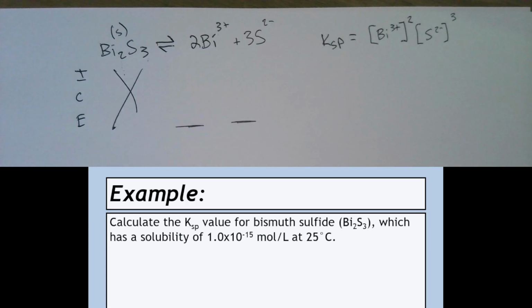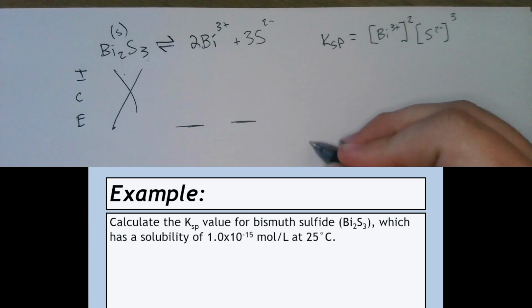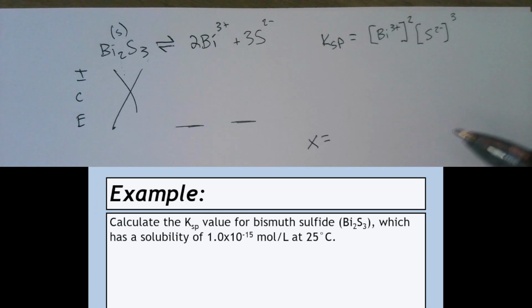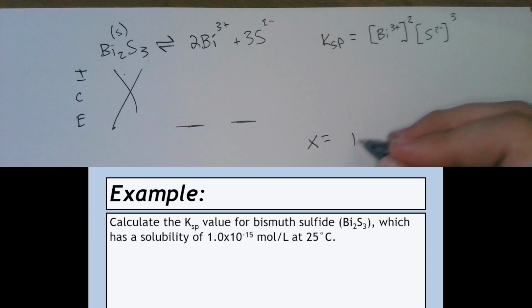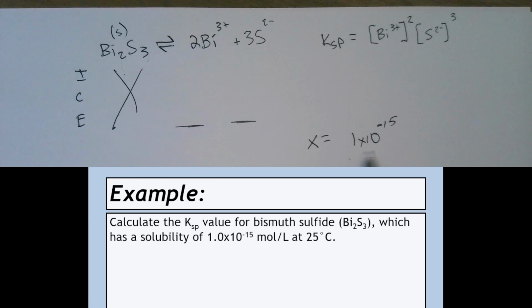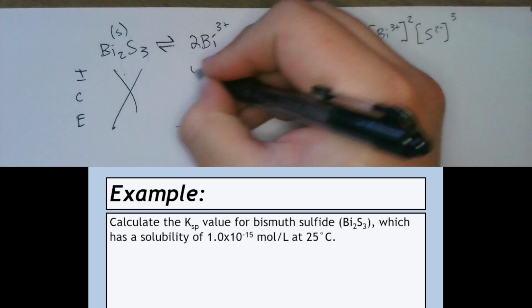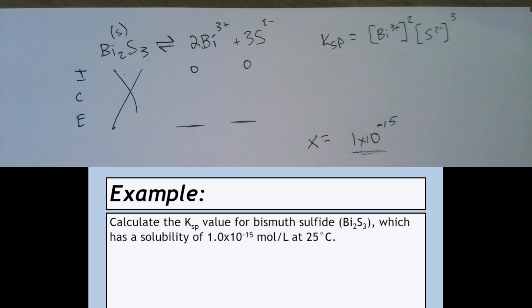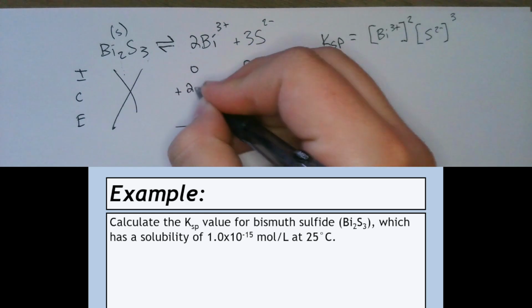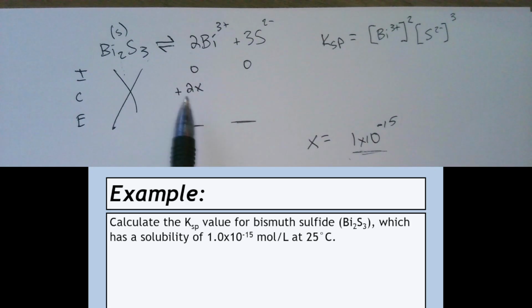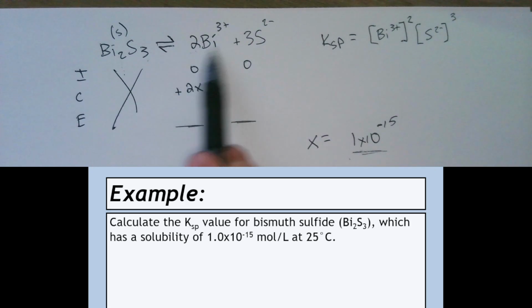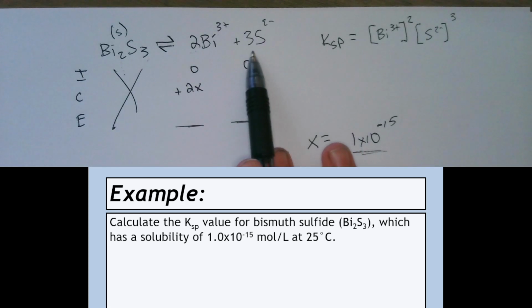That's my expression. I just need to now find these numbers so I can plug them in and then I can solve for Ksp. The other information given to me in the problem is the molar solubility, which is X. X equals 1 times 10 to the minus 15th. But be careful, don't just take this number and plug it in over here, because we have to think about the coefficients, how many ions of each are being made. We start with 0. This one's going to be plus 2x, because every reaction makes 2 of these ions. And this one's actually plus 3x.